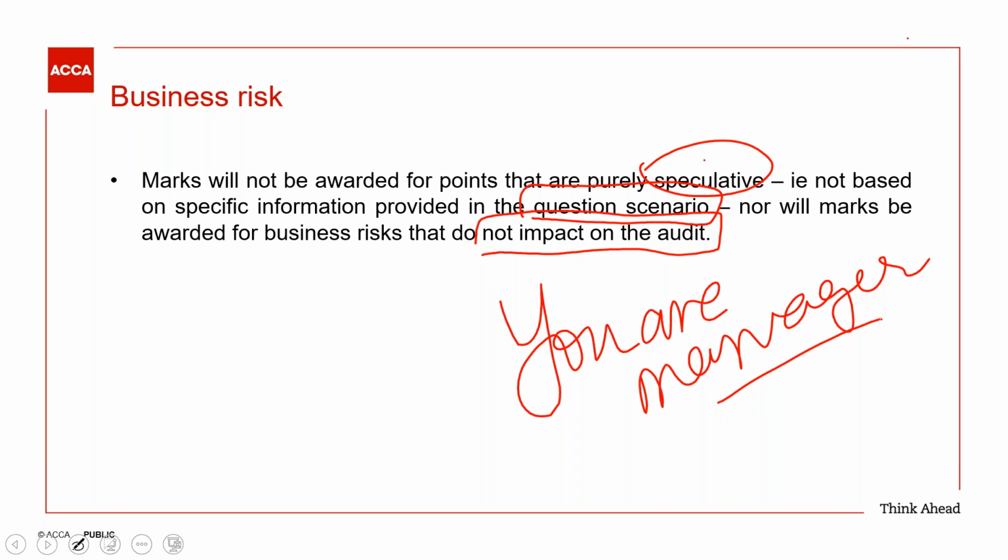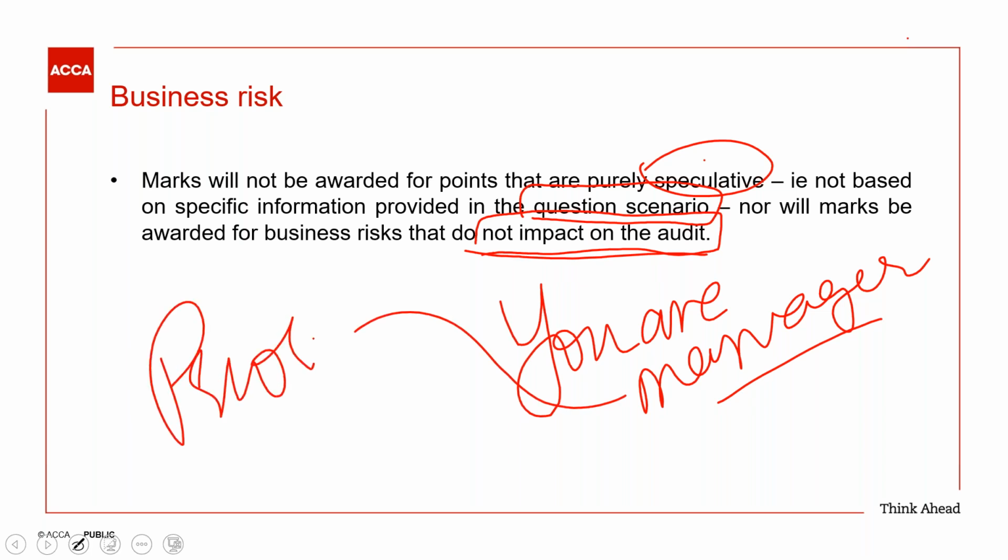That's where the examiner is asking for the one which impacts the audit. So as a manager, you need to prioritize the business risk, you need to give the priority to the business risk, you need to identify the more important business risk.